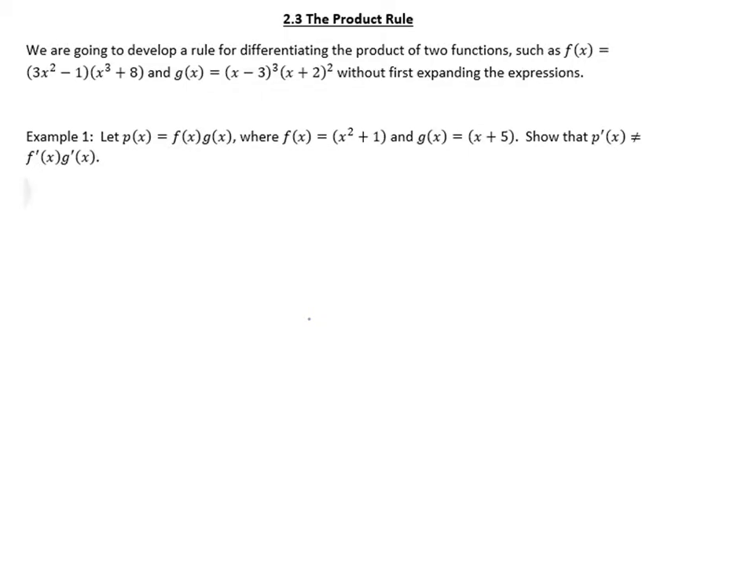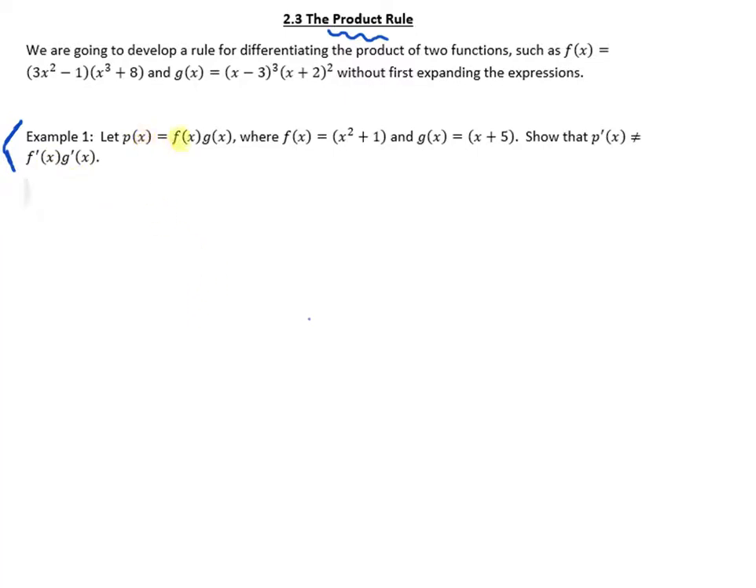In 2.3, we're going to look at the product rule. So in 2.2, we looked at the sum and difference rules, and if we have two equations that are added together, we're able to take the derivative of both equations separately and then add those, and it works. We also do the same thing with subtraction. In regards to the product of two derivatives, it does not work. And we're going to take a look at that right here and kind of just prove it.